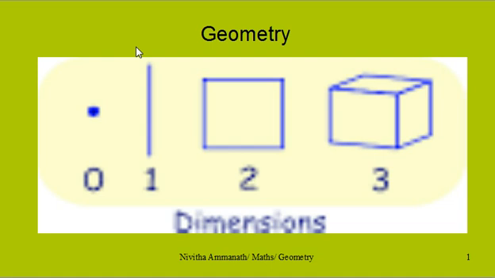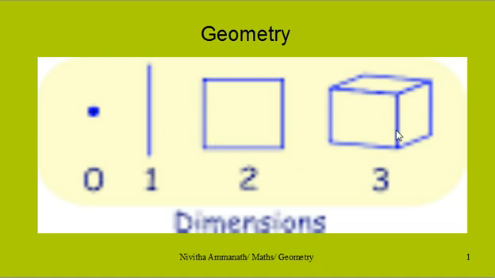Then comes the two dimension. In two dimension, we have a length and we have a width. If the length and width are the same size, we call it a square. If the length and width are different, then we call it a rectangle. This is a plane shape. So when we have two dimension, it's a plane shape.